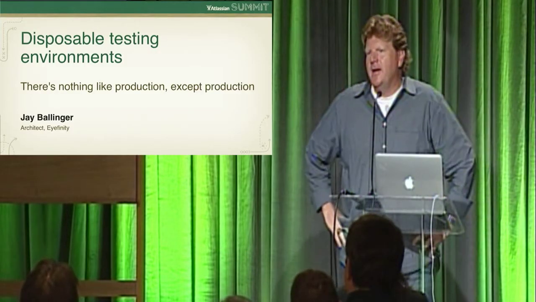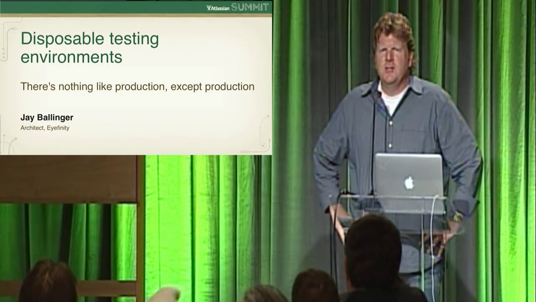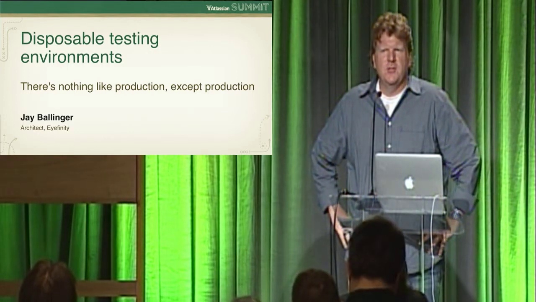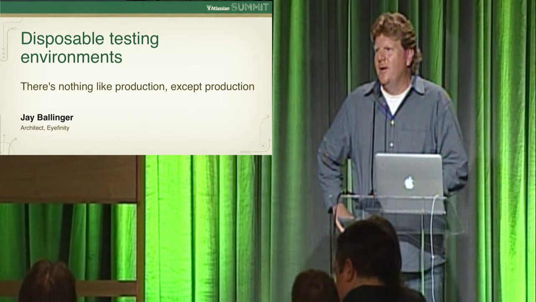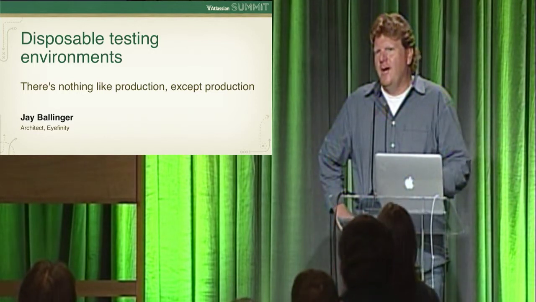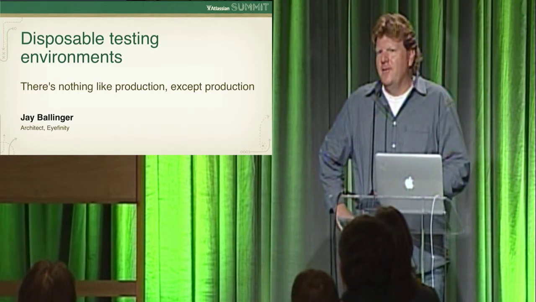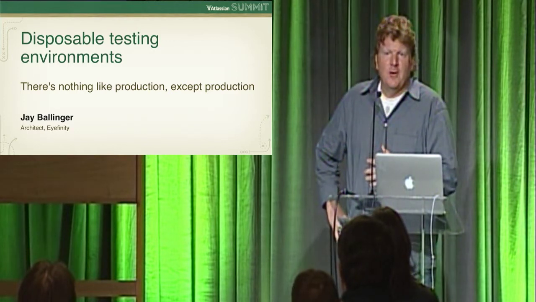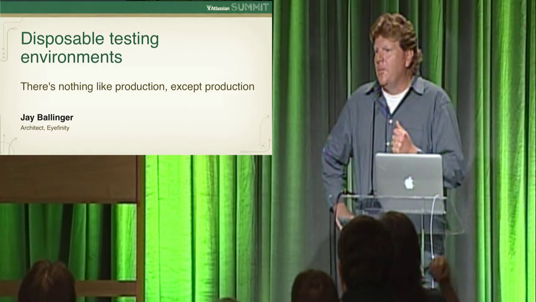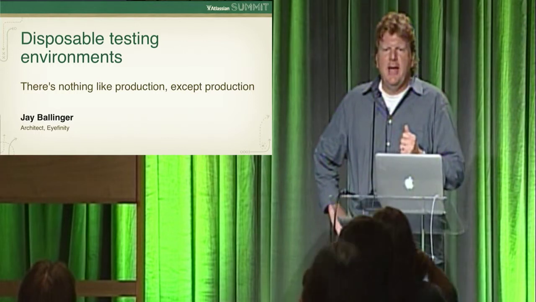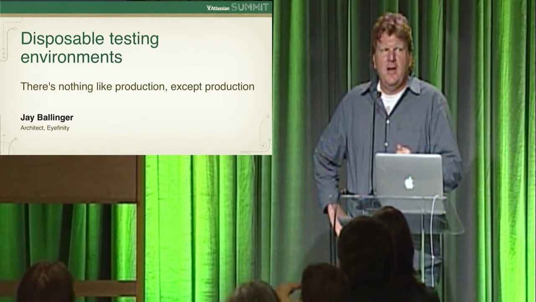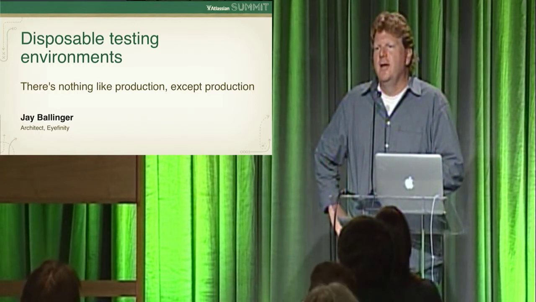My name's Jay. I'm an architect at Eyefinity, which is the software division of Vision Service Plan. If you're employed here in the US and your employer offers vision coverage, chances are you're covered by VSP. Our team writes the software to make that happen. We're big fans of the Atlassian products, and we've got a pretty good sized Confluence and JIRA running.